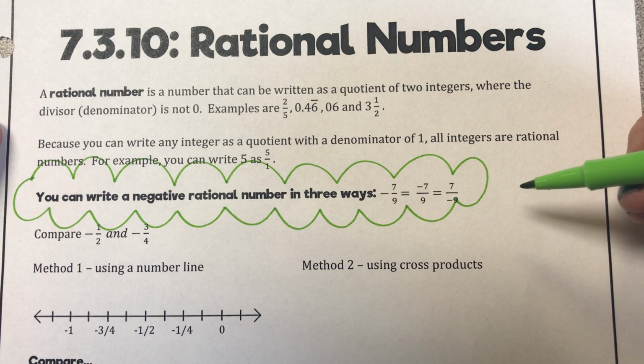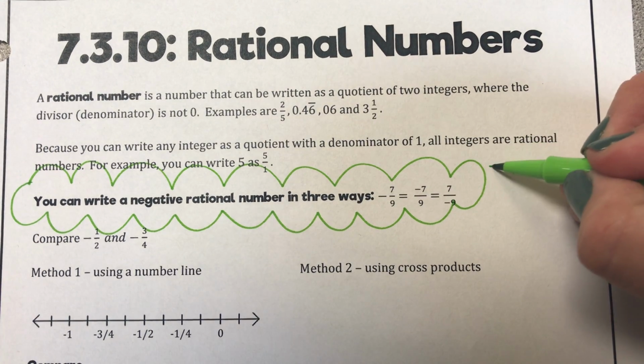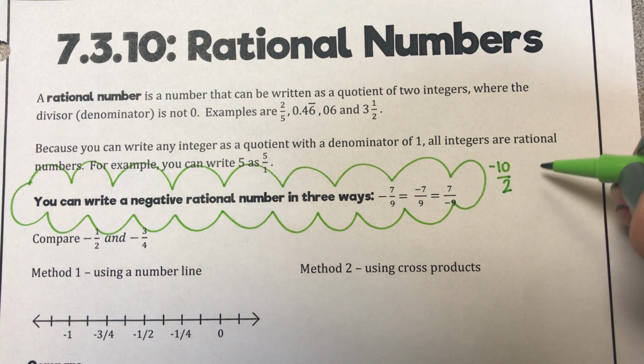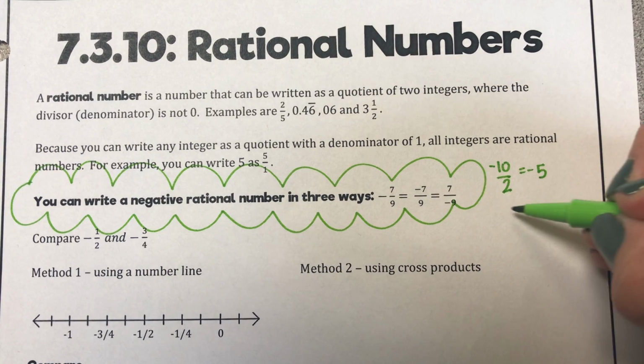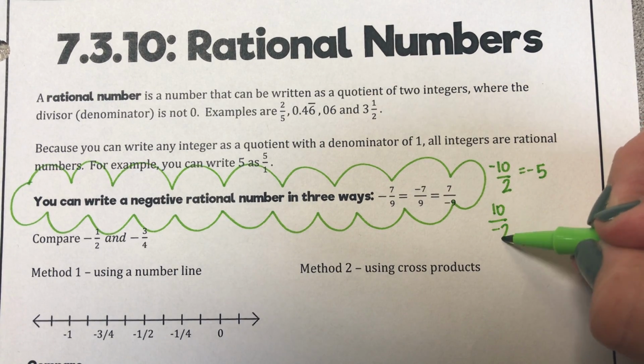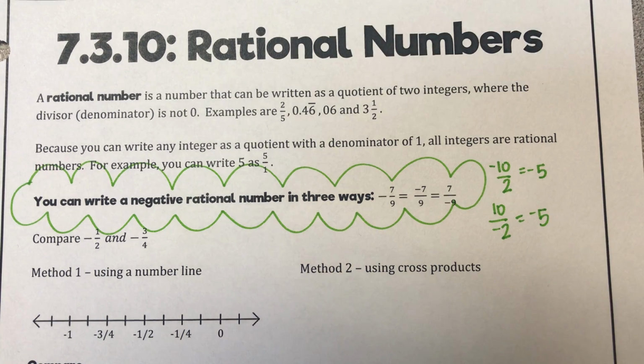So let's think about it with some numbers that we can actually divide out. So if I gave you negative 10 over 2, that's negative 5. 10 over negative 2, that's also negative 5. Okay, and what happens is when I give negative 10 over 2, people want to say, oh, that's negative 10 over negative 2, which would actually be positive 5. This is just suggesting that one of these numbers is negative.